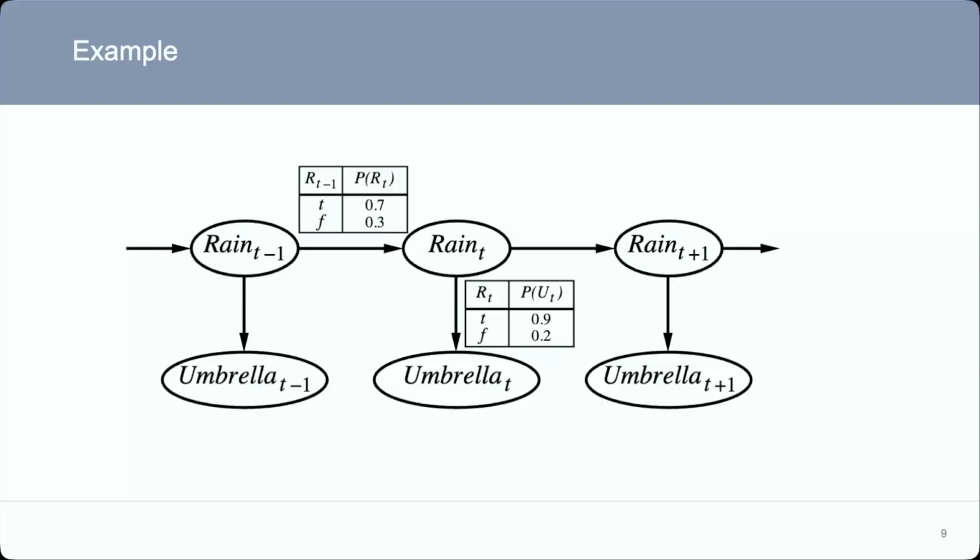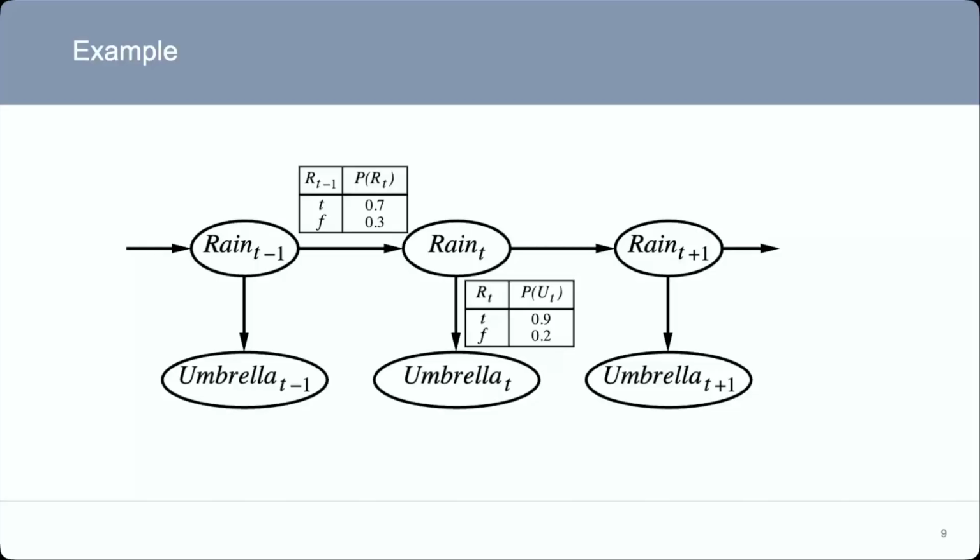Now consider the following example of a TPM. Assume you are a security guard stationed at a secret underground installation. You want to know whether it's raining today, but your only access to the outside world occurs each morning when you see the director coming in with or without an umbrella. So for each day, the set Et contains a single variable called umbrella t, or Ut for short, and set Xt contains a single state variable, rain t, or Rt for short.